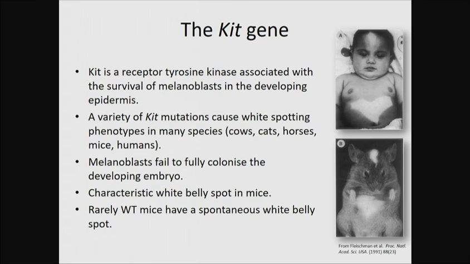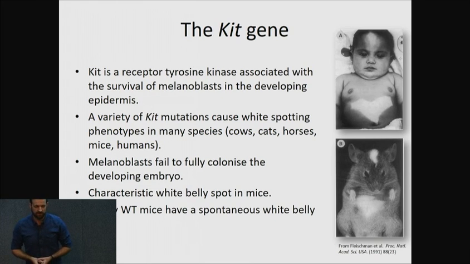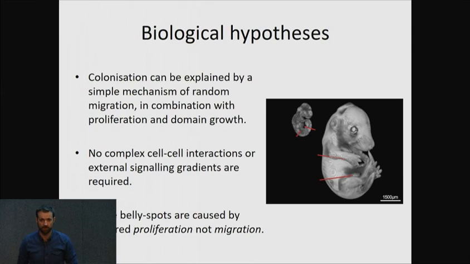And interestingly, even in wild-type mice, that is mice that don't have this mutation, sometimes spontaneously you see these white belly spots appearing. So it hints that this process of cell migration, the cells migrating around from the back to the front to cover this developing embryo, is stochastic. There's a random element. Sometimes, even when all the parameters are correct in the animal, you don't get colonization. So there's a stochastic effect in here.